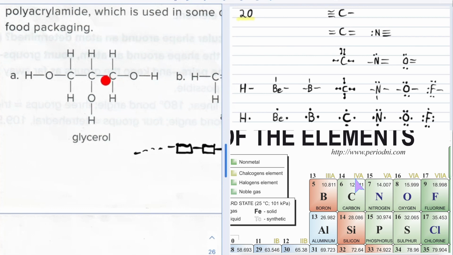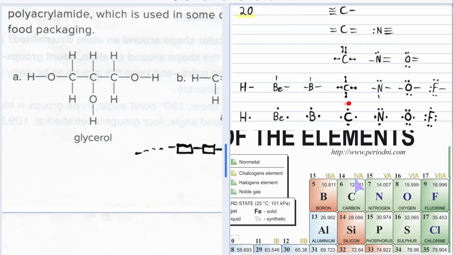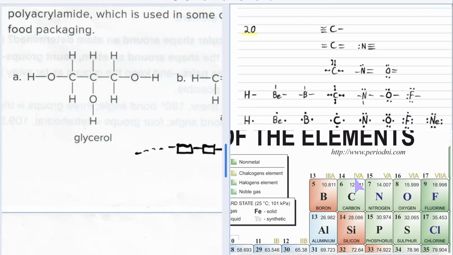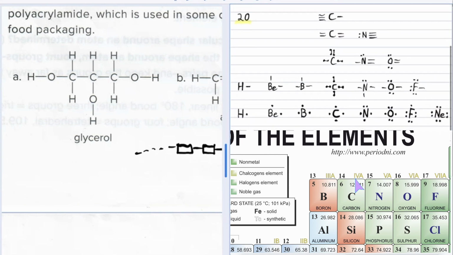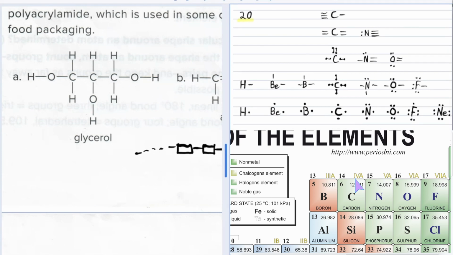Over here, all of the carbons have 4 single bonds. This carbon, 1, 2, 3, 4 single bonds. So that carbon is good. This one's good, and that one's good. So all of these carbons have 4 single bonds. They all look like that. They have their octet. Now, let's move on to nitrogen.